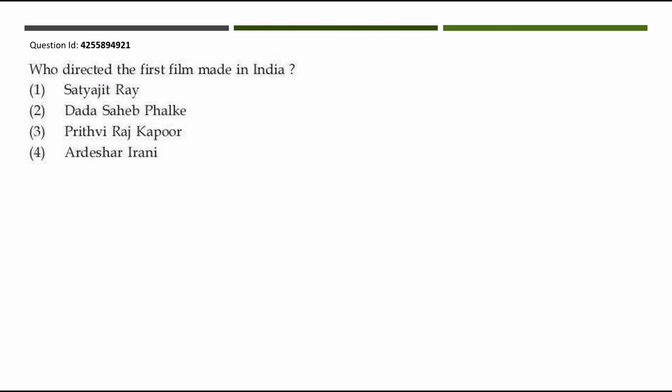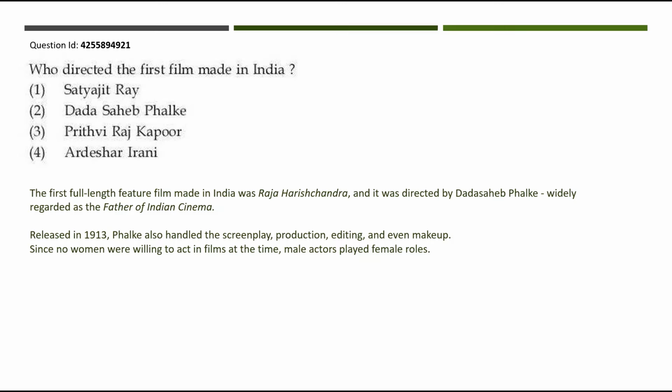Next question, who directed the first film made in India? The first full-length feature film made in India was Raja Harishchandra and it was directed by Dada Saheb Phalke, widely regarded as the father of Indian cinema. Released in 1913, Phalke also handled the screenplay, production, editing and even makeup. Since no women were willing to act in films at that time, male actors played female roles. Option number 2, Dada Saheb Phalke will be the right answer.